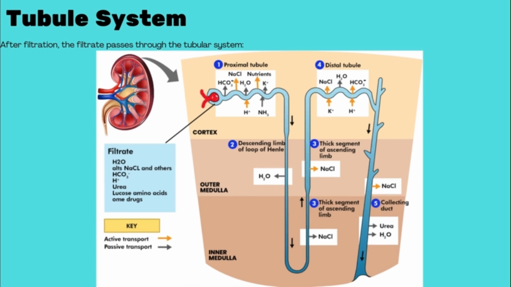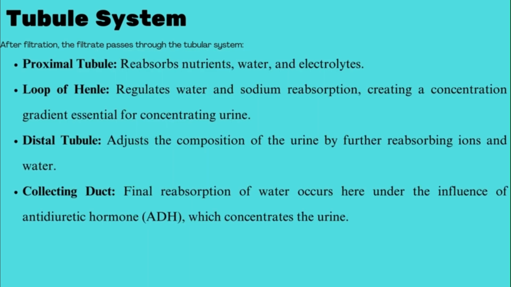The proximal tubule reabsorbs nutrients, water, and electrolytes. The loop of Henle regulates water and sodium reabsorption, creating a concentration gradient essential for concentrating urine. The distal tubule adjusts the composition of the urine by further reabsorbing ions and water. Collecting duct. Final reabsorption of water occurs here under the influence of antidiuretic hormone, ADH, which concentrates the urine.